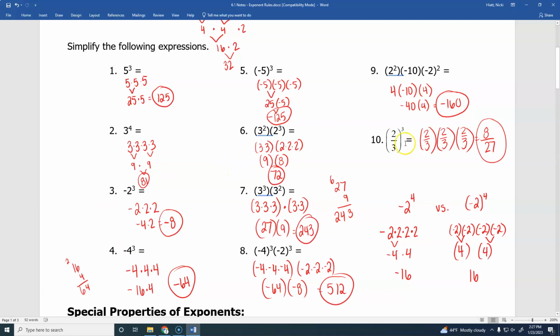For 10, since it is 2/3 to the third power, it's going to be 2/3 times 2/3 times 2/3. And when we multiply fractions, we just multiply the numerators and then multiply the denominators together. So this 2 times 2 times 2 is going to give us the 8 in the top. And then 3 times 3 times 3 will give us that 27 in the bottom. There's also another way you could do it. We could raise the top and the bottom of that fraction to the third power, 2 to the third power and 3 to the third power, which will also give you 8 over 27.